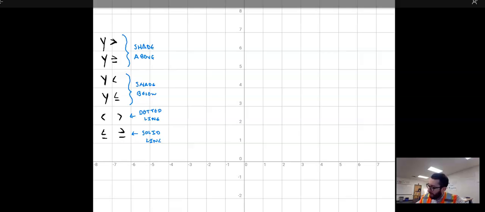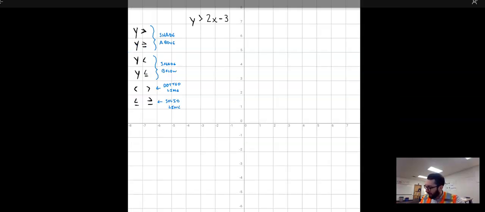So I'm just going to make up a random one. I'm going to do y is greater than, let's just do greater than 2x minus 3. So just like slope-intercept form, start with your y-intercept, which in this case is -3. So that's my first point. And then my slope is 2, rise over run, up 2 over 1, up 2 over 1, and follow that pattern.